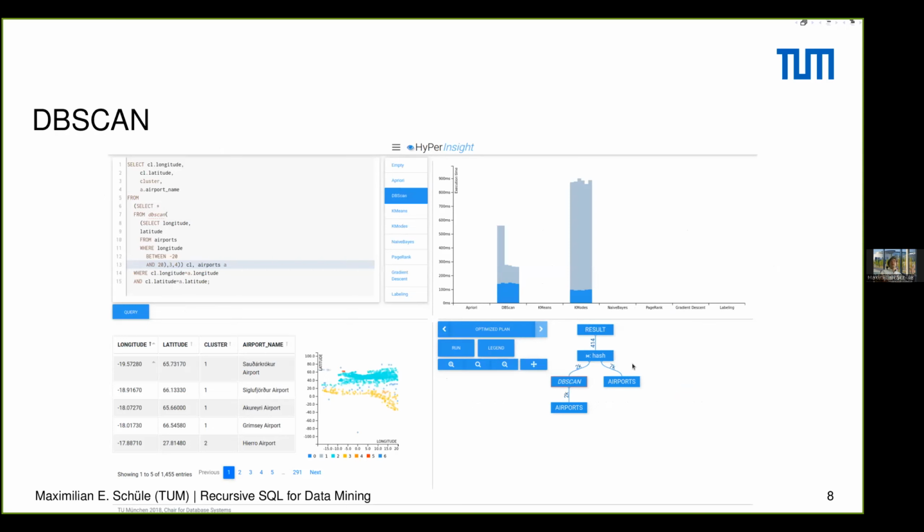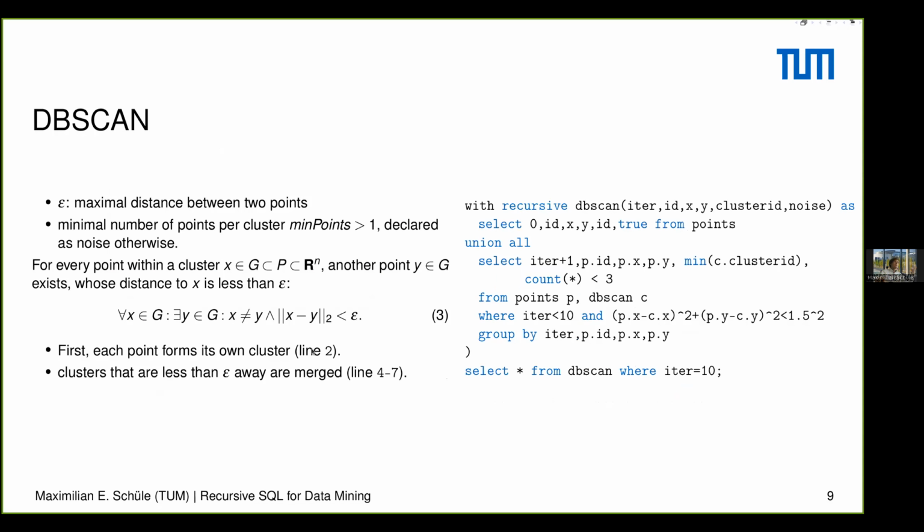The second algorithm we have implemented is DBSCAN. DBSCAN is a density-based clustering algorithm, so it does not have a fixed number of clusters. Here we can see Europe, and we see that it clusters Africa and Europe as separate clusters, not based on some initial clusters. How this works: we have a maximal distance between two points, and a minimal number of points per cluster. Otherwise, a point is declared as noise.